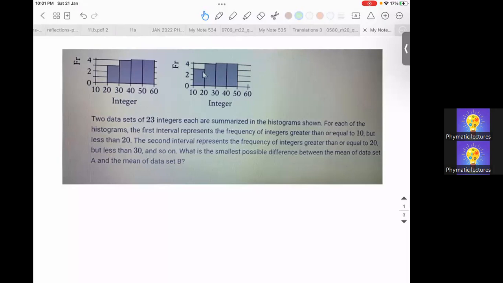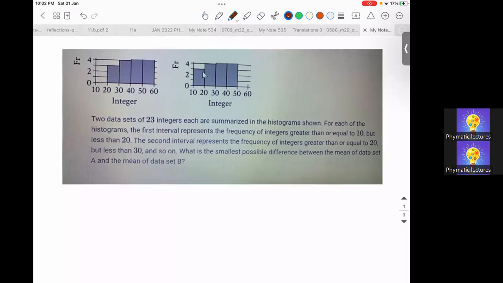So in this question, it's a kind of tricky question, but you can easily figure out the answer for this. How? We will read this question together, right?